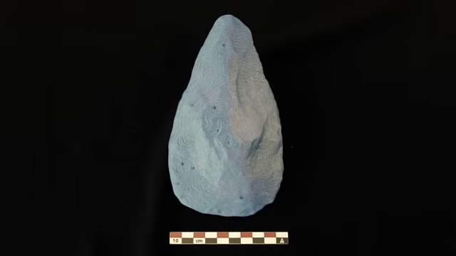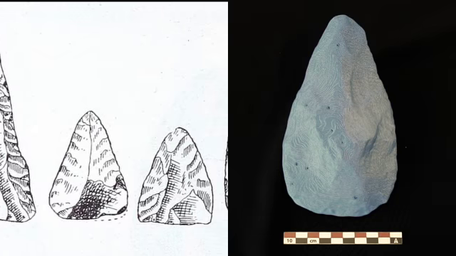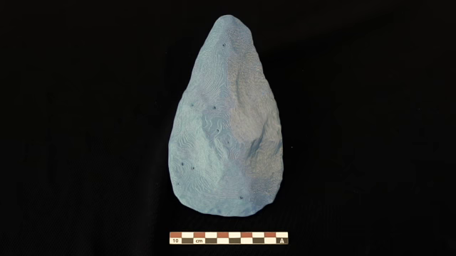One of the implications of the Chaîne Opératoire is that some of the products of flintknapping, rather than necessarily being distinct types in a typological system, could represent different stages in the manufacture, use, resharpening, and recycling of the tool.